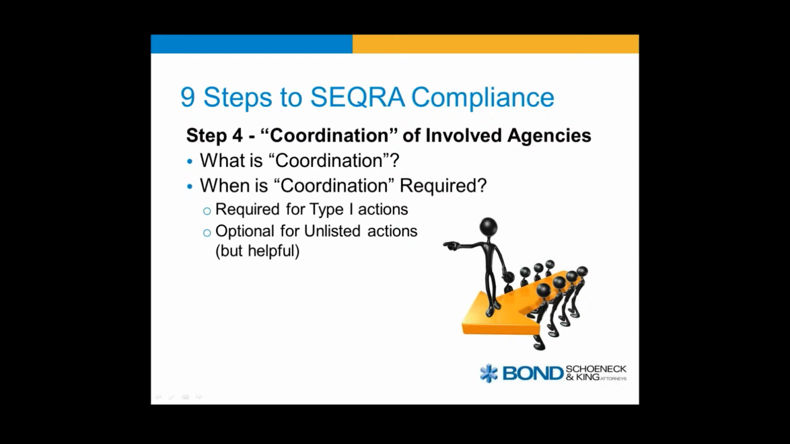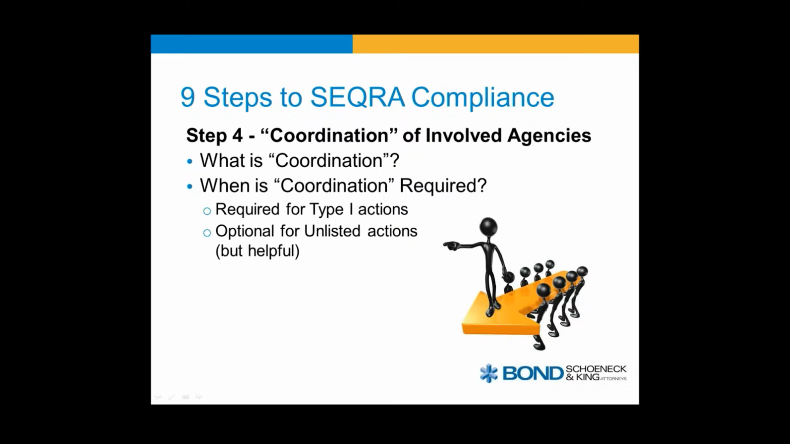Under a coordinated review, one agency, known as the lead agency, manages the environmental review of the project. Once selected as lead agency, that responsibility lasts until the SEQRA process is complete. And the lead agency may not assign or delegate its review authorities to another entity. Coordinated review is required for all Type 1 actions and is recommended, but not required for unlisted actions.